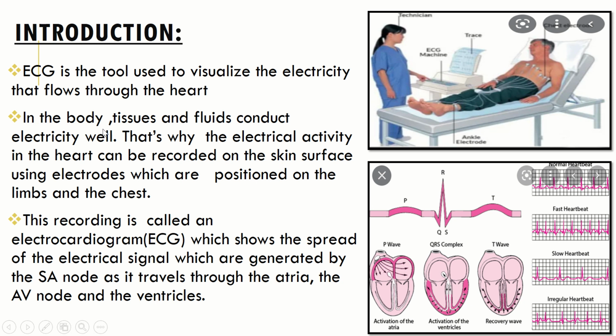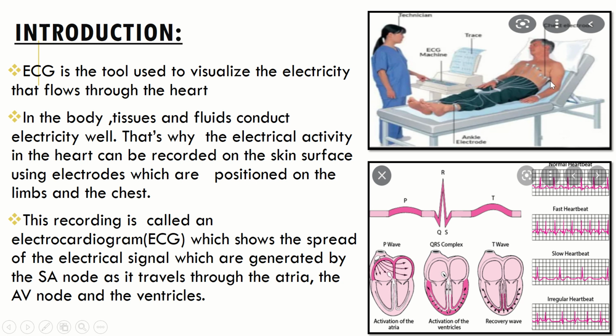In the body, tissues and fluids conduct electricity well. The body consists of tissues and fluids around, so it has the property of conducting electricity. That's why the electrical activity in the heart can be recorded on the skin surface using electrodes positioned on the limbs and the chest. Here you can see the electrodes being placed on the hands and legs, on the skin.